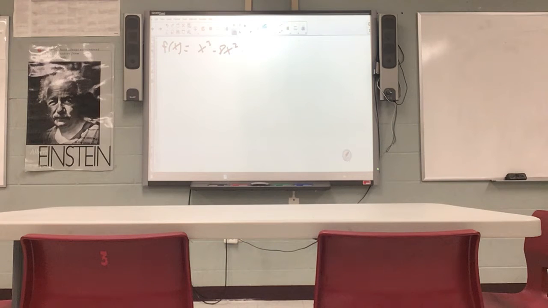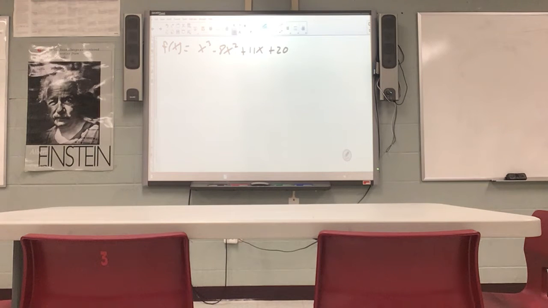Alright, so let's look at f of x is equal to x cubed minus 8x squared plus 11x plus 20. The directions say find all the zeros. And this one has some that we'll find, I promise. Okay, we gotta figure out what numbers are in our bucket.